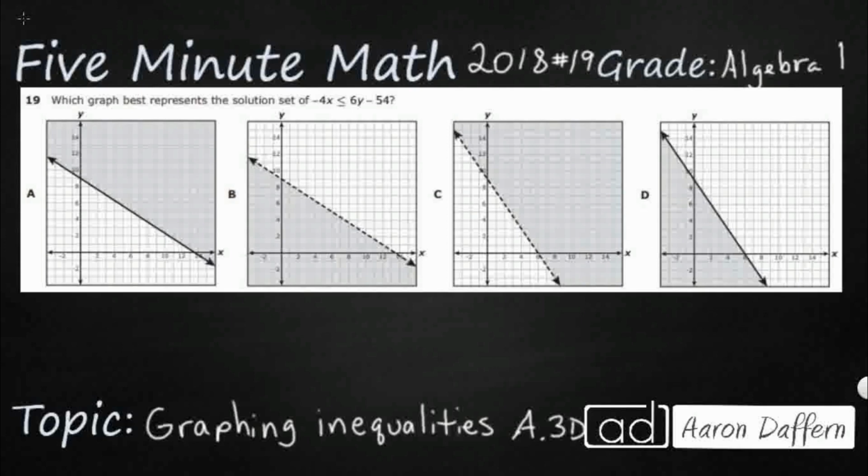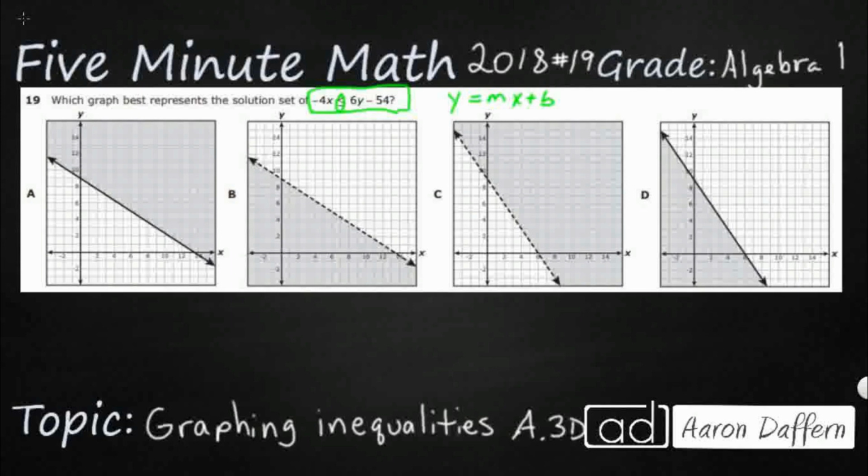So we have 4 different graphs. We need to find the one that best matches this inequality right here. And this is definitely not given to us in our slope-intercept form. That's really what we're looking for. If we can get this inequality to look just like our slope-intercept form, except for the fact obviously we have an inequality rather than an equal sign, we can find the slope, we can find the y-intercept, and it's not that hard to find the 0 or the x-intercept.